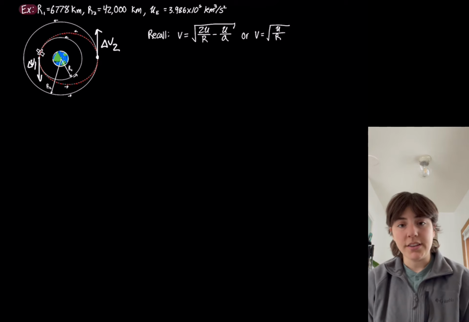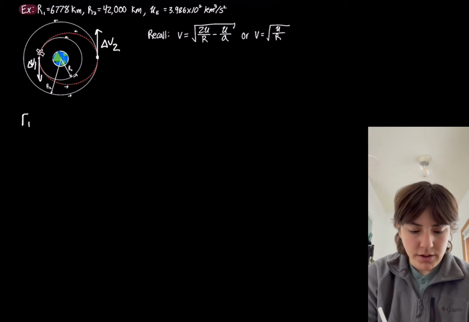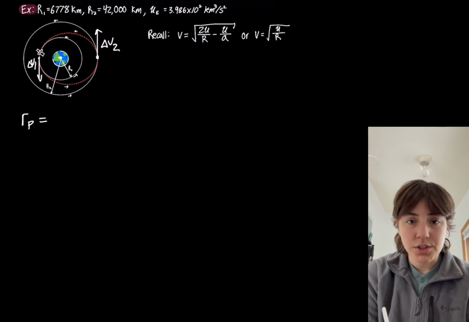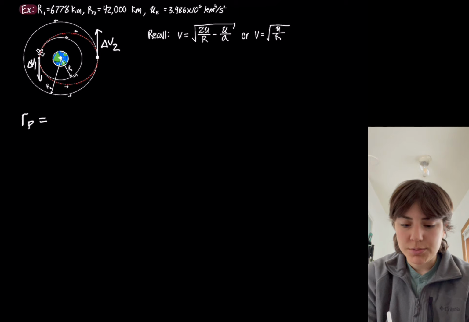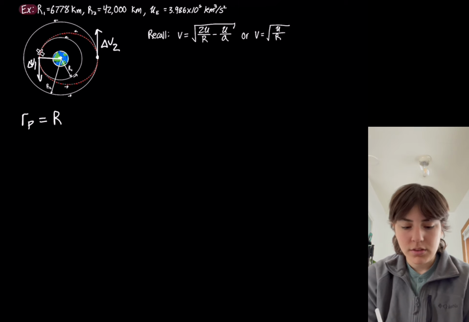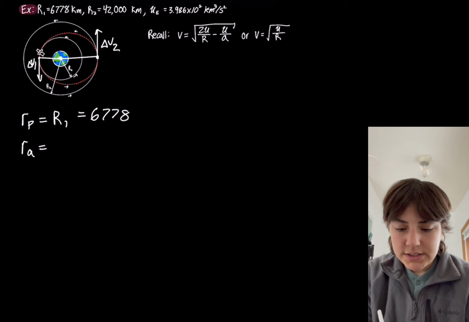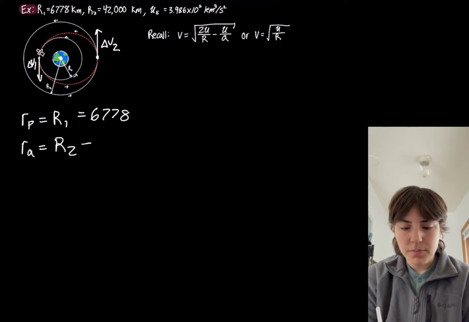So now we need to find the semi-major axis of the transfer orbit. So the radius of perigee would be the radius from the center of the Earth to the closest point of the transfer orbit, so right here, and that would be equal to R1, and then that would be equal to this. And then the radius of apogee is equal to the center of Earth to the furthest point, and that is the radius of the second orbit, so that would be radius 2.